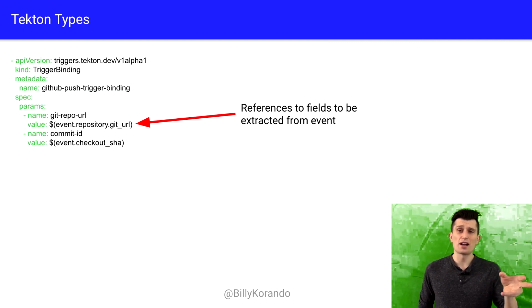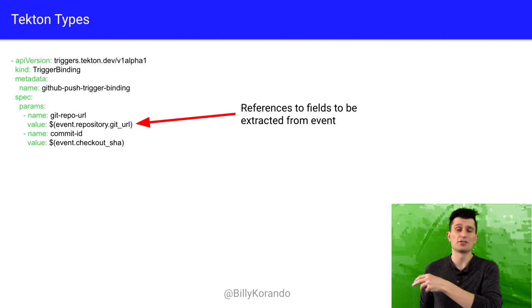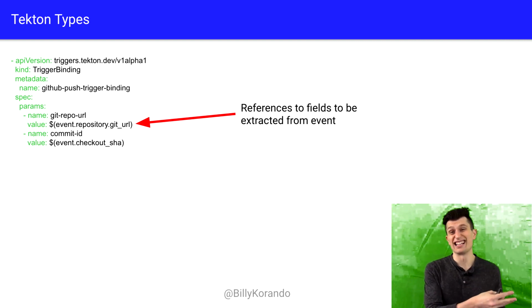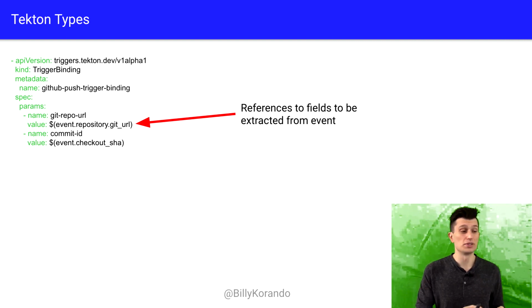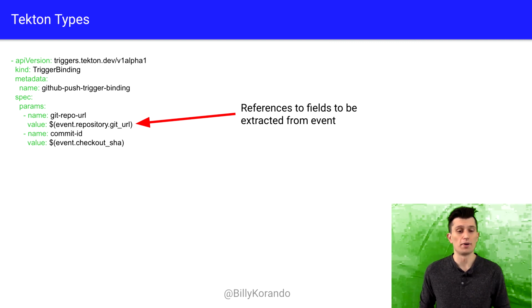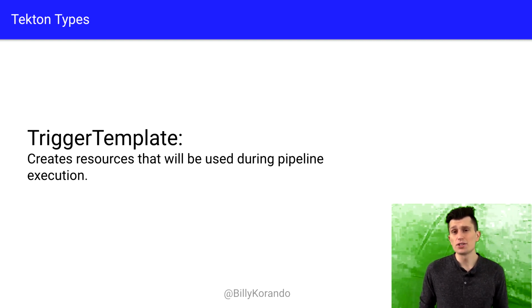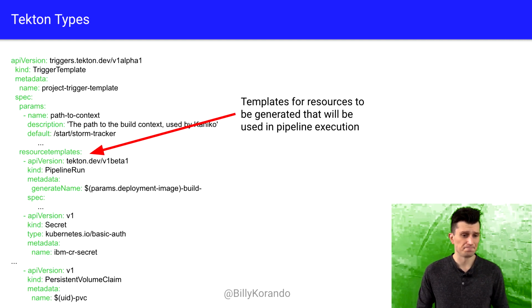And so we want to extract these fields and then pass them on to the trigger template, which eventually is going to pass them on to the pipeline. So when you get to the git clone task, it's going to know where and how to clone the repository. For the trigger template, we need to create a bunch of resources, and the trigger template can be the area to do that.